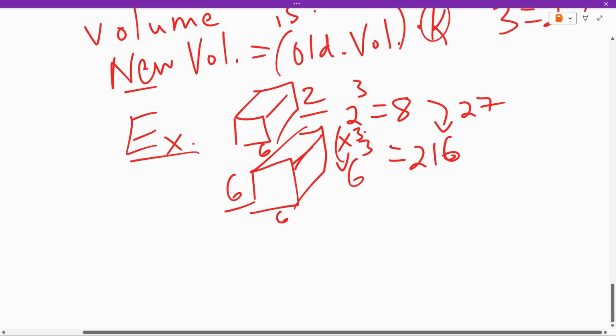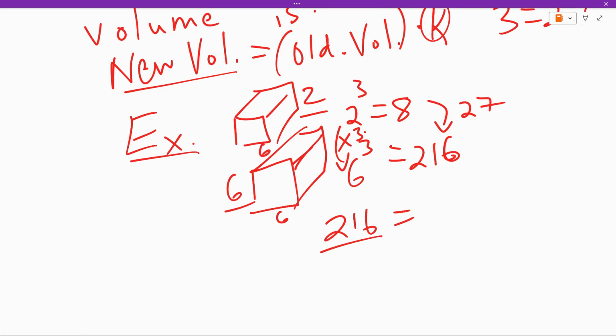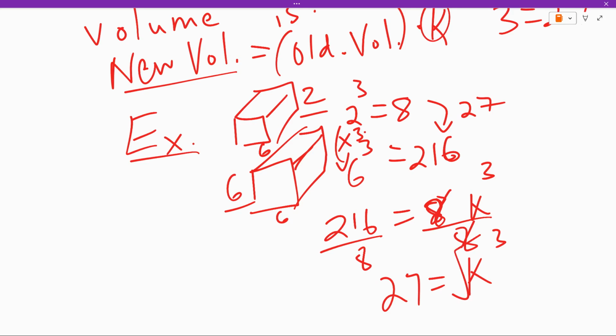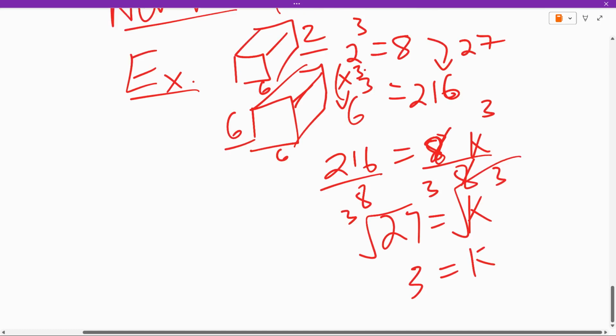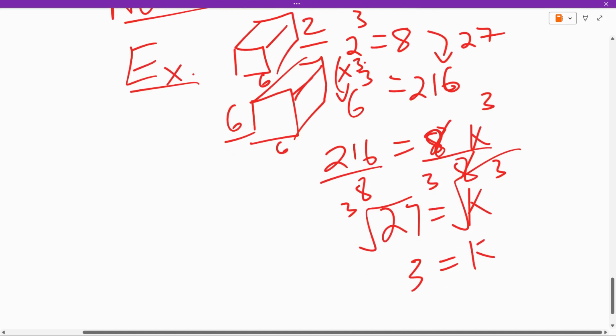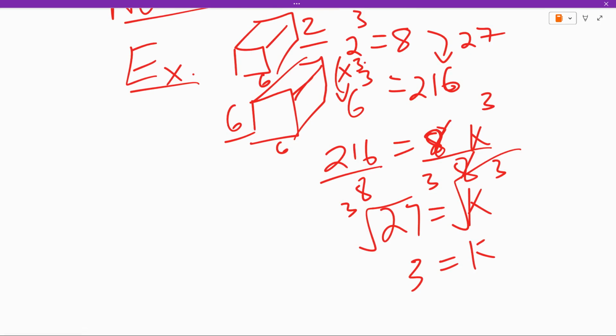If we consider the new volume, which is 216, and the old volume, which is 8, and let's say this is k cubed and we're trying to solve for k, divide both sides by 8 and you'll get 27 equals k cubed. To solve for the scale factor k, what's the cube root of 27? You just get 3, which is consistent with the situation. So that's a little nuance you have to keep in mind when dealing with square relationships and volume relationships.